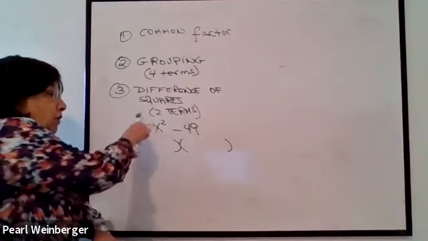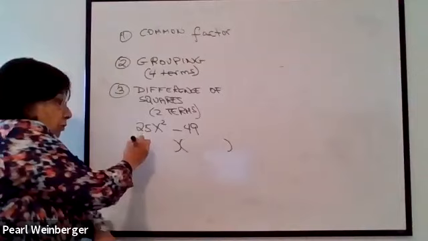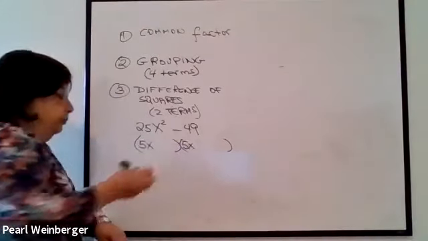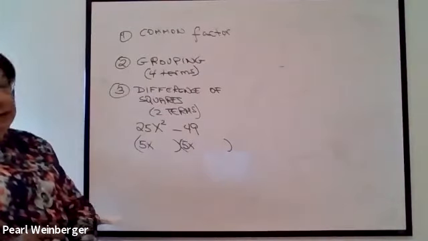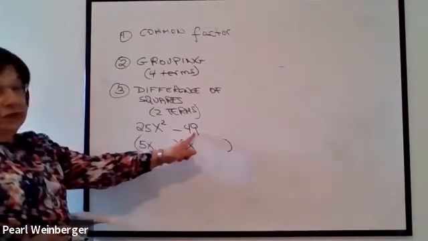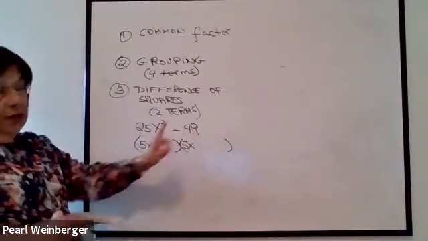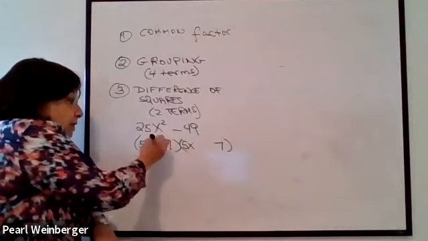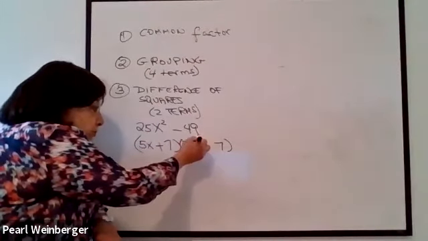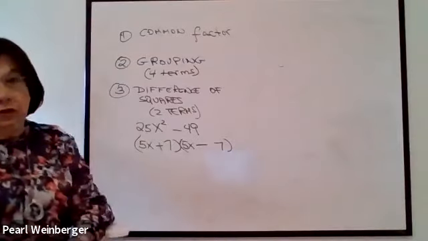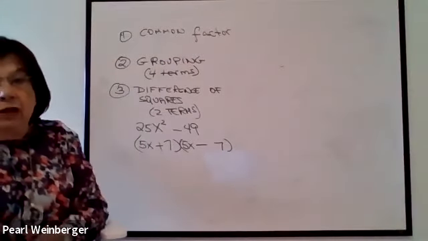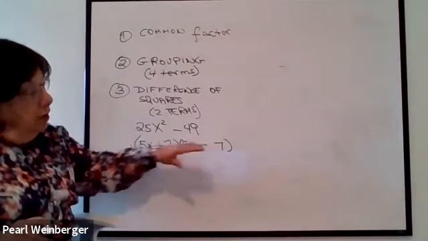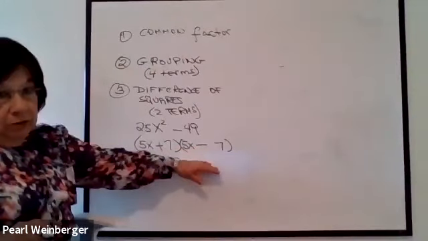You take the 25x squared and take its square root, 5x and 5x, and put it in the front. Then you take the square root of the second term, 49, the square root is 7 and 7. And then in one parentheses, you put a plus, and in one parentheses, you put a minus. And you have factored this. Notice your factors are what we call conjugate binomials.